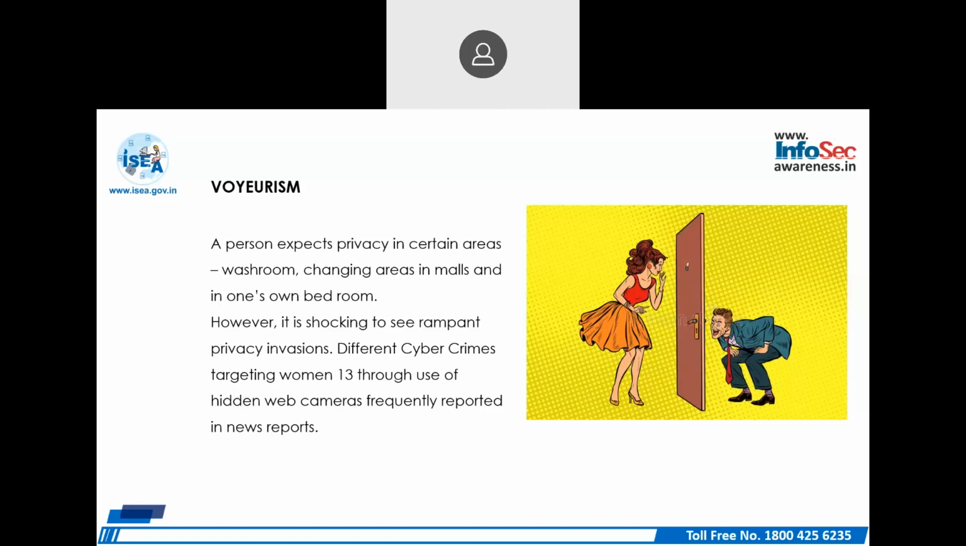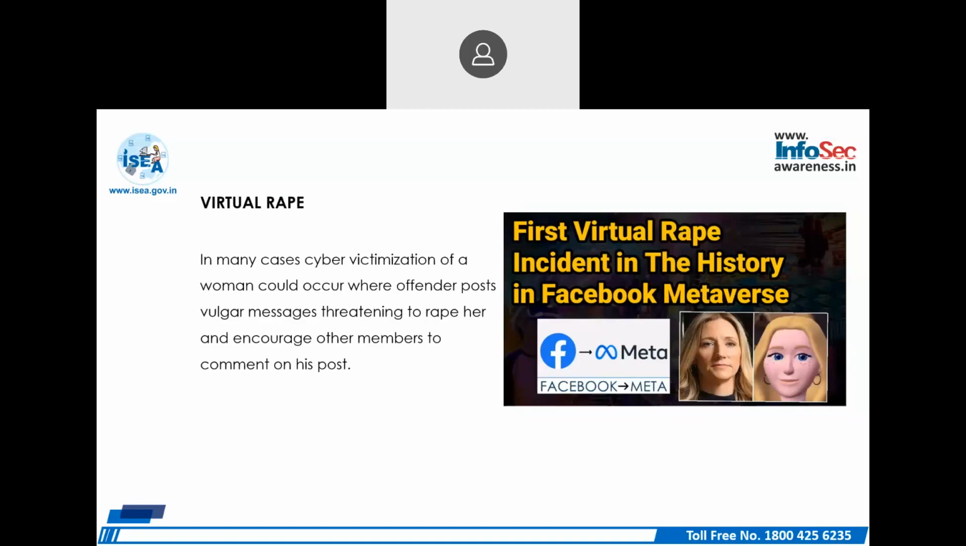So that's a small check which you can do there. Plus, there are also devices coming in the market which can find out if there are any cameras or hidden things there, right? So please make sure you don't fall for it. Then the third one is virtual rape.